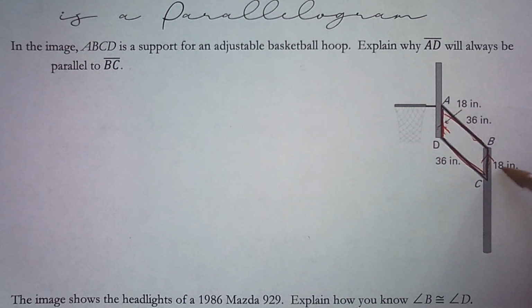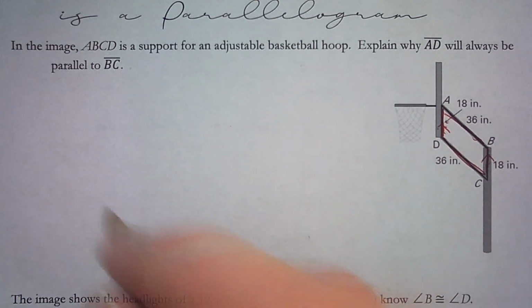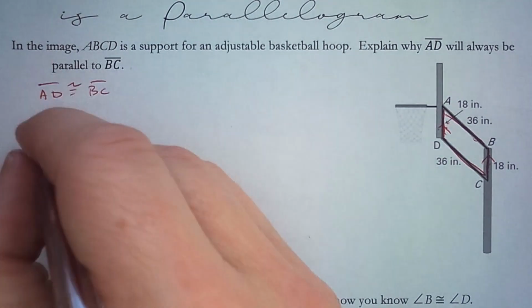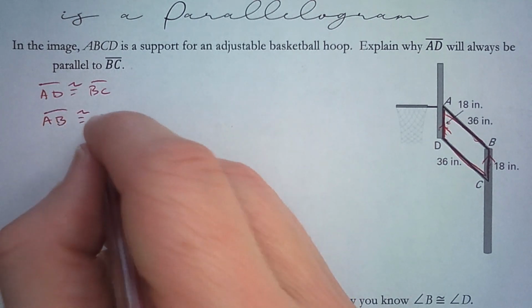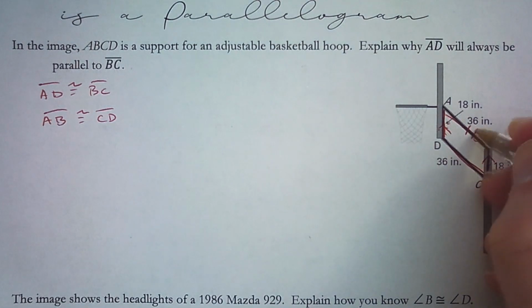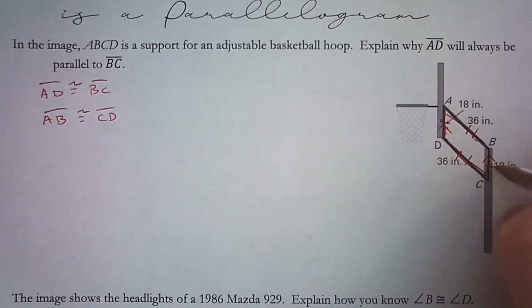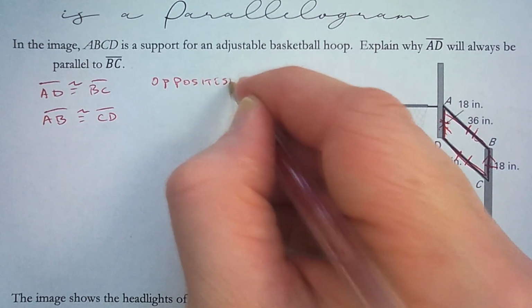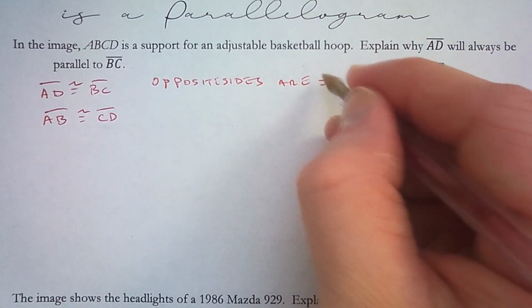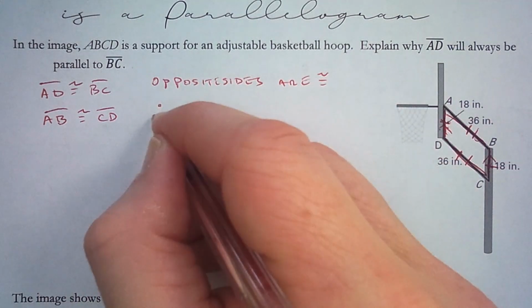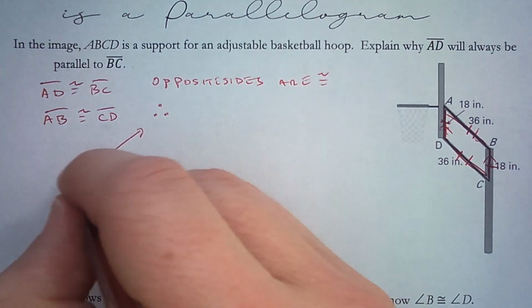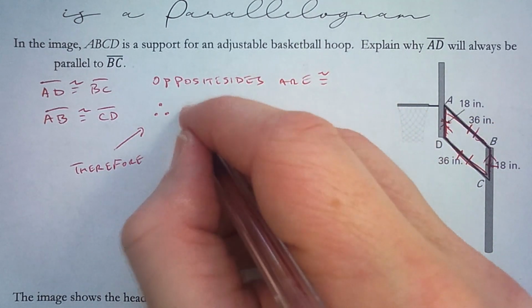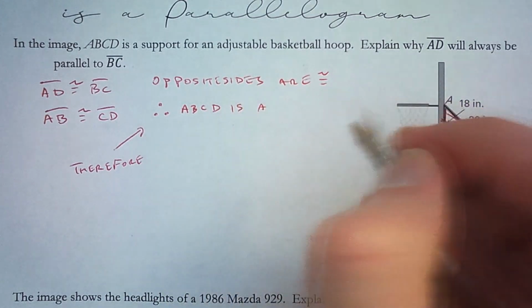What the picture shows us is some segment lengths, and based on those segment lengths, I know that segment AD is congruent to segment BC, and I know that segment AB is congruent to segment CD. So in other words, opposite sides are congruent, and that makes this a parallelogram. So opposite sides are congruent. Therefore, and I'm going to use this little symbol right here. These three dots in math mean therefore. Therefore, ABCD is a parallelogram.